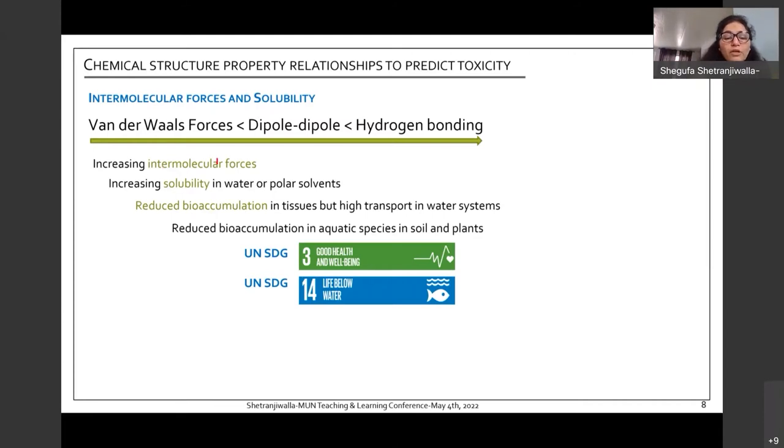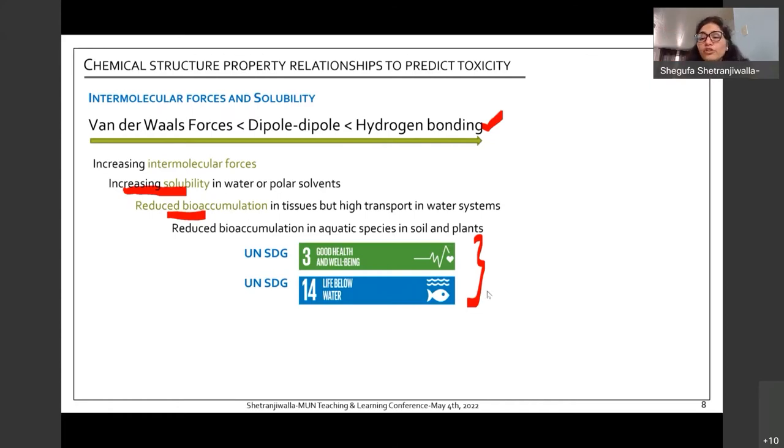In this case, we have the van der Waals forces versus the hydrogen bonding forces, where the hydrogen bonding forces are the strongest intermolecular forces but impact solubility in water. And when it increases solubility in water, it means that it is going to be less available for fishes and aquatic species and reduce the bioaccumulation in these tissues, but have high transport in water systems. So what does that mean at the systems level, at the global level, for good health and well-being and life below water? It actually means that it's a good thing. Having increased hydrogen bonding at the chemical level would mitigate bioaccumulation and toxic impacts to aquatic life.